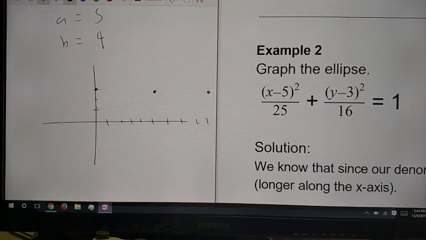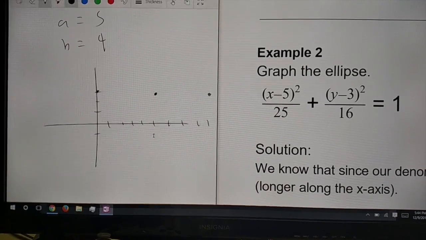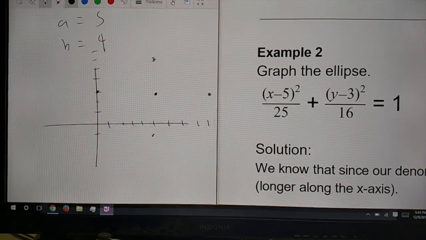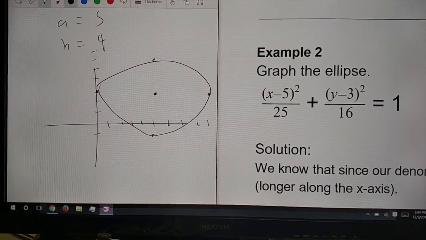And our vertical is going to be 4. 1, 2, 3, 4. Wow, amazing. Imagine this is an amazingly drawn ellipse.